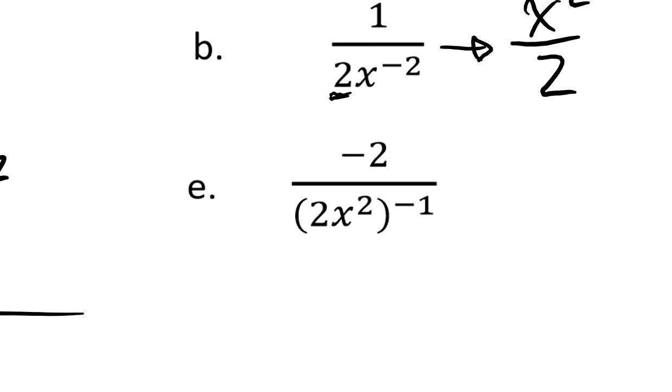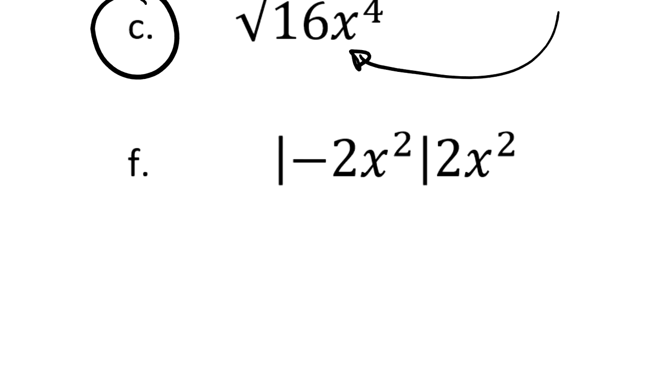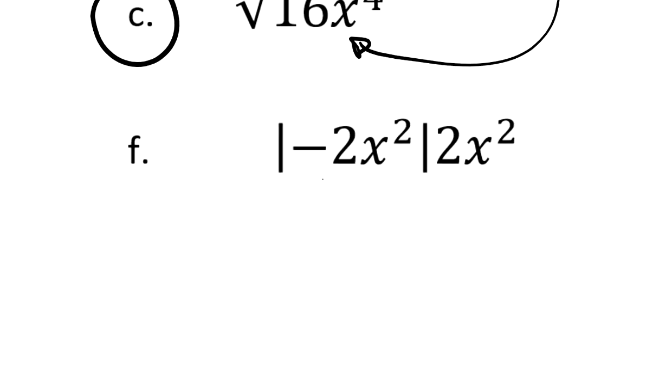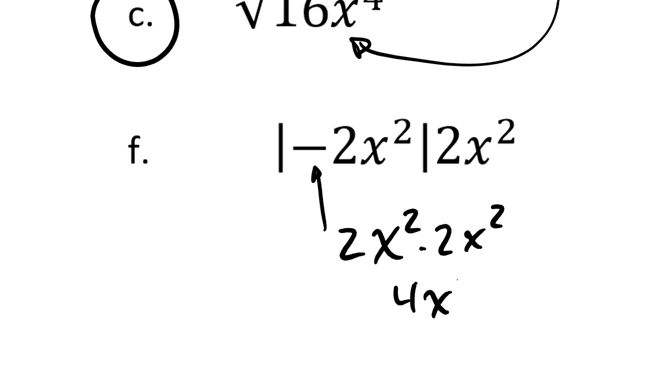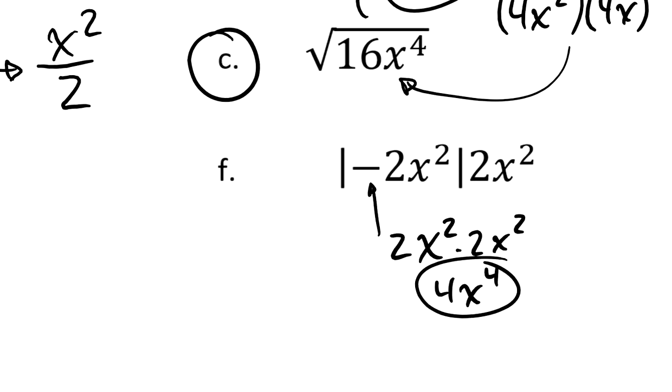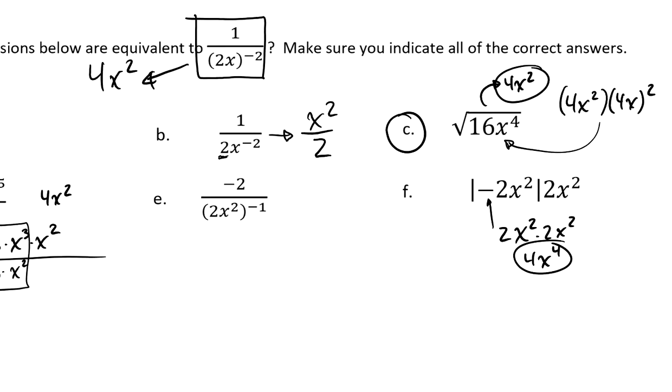The last two are not. F was the one that I thought perhaps was, because the absolute value of negative 2 is just 2, and when you square something and take the square root, it's just going to be x. So this is actually 2x squared times another 2x squared, which gives me 4x to the 4th power. Awfully close, but no, there are 2 extra factors of x in that one, so F is not equivalent.